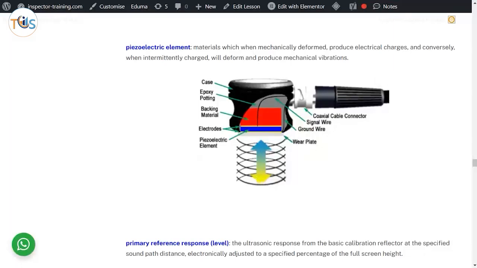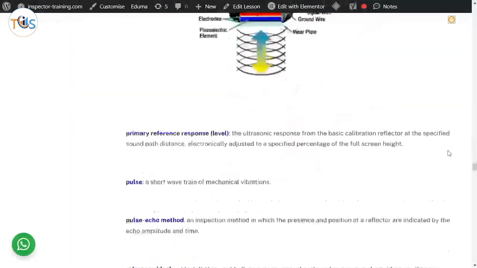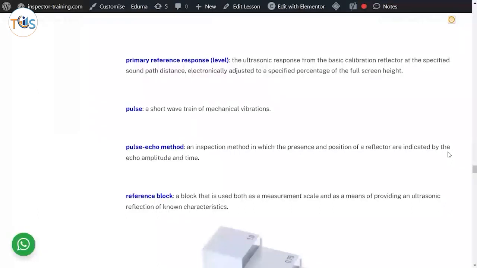That's the whole point of piezoelectric materials: when you deform them, they produce electrical charge. On the other hand, when you apply electrical charge or connect them to a positive and negative wire, they start mechanical vibration, and that mechanical vibration produces ultrasound. That's the basic of ultrasound. Primary reference response: the ultrasonic response from the basic calibration reflector at the specified sound path distance. This is adjusted to a specified percentage of full screen height, say 80%.